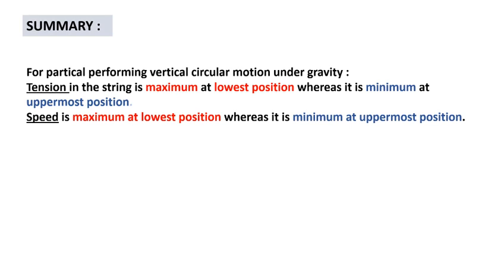In short, for a particle performing vertical circular motion under gravity, tension in the string is maximum at the lowest position, whereas it is minimum at the uppermost position. Speed is maximum at the lowest position, whereas it is minimum at the uppermost position.